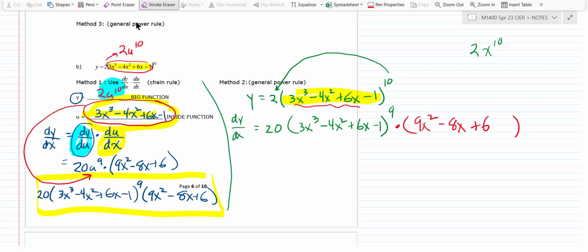You know, the only step that you save is you don't have to plug that u back in. It's already there. So that's the step that you save. That's the way you're probably going to do the problem. If I just say do the derivative of that, that's how you're going to do it. You do it in your head. Yes.